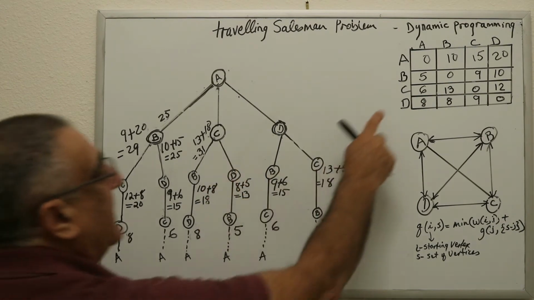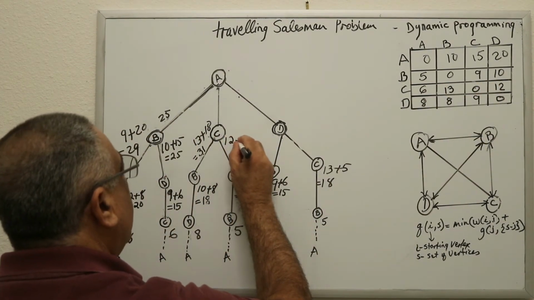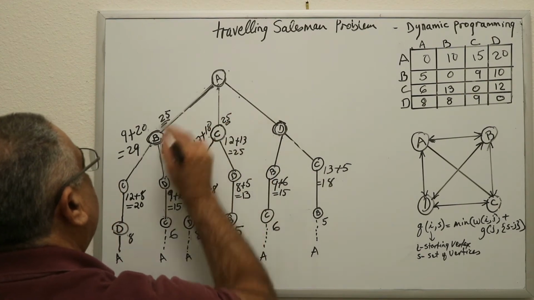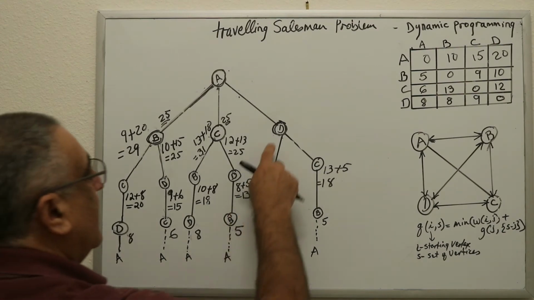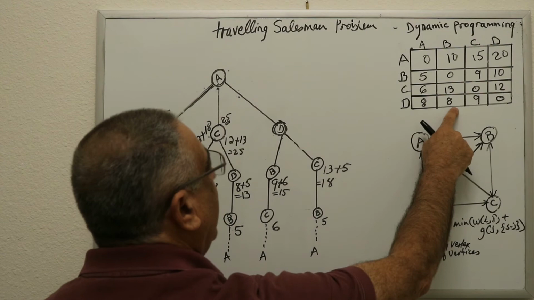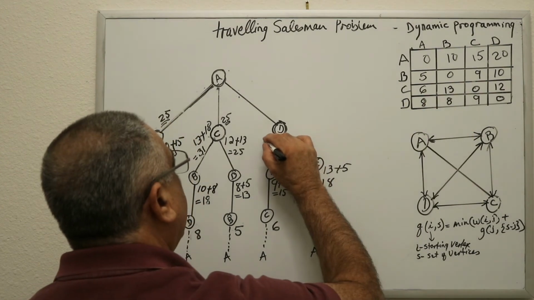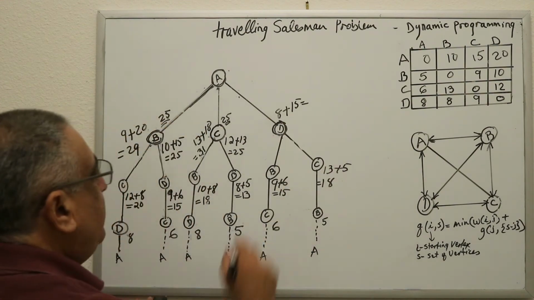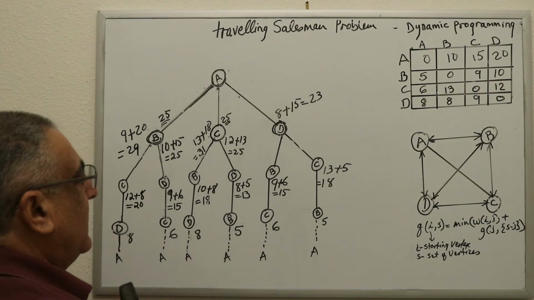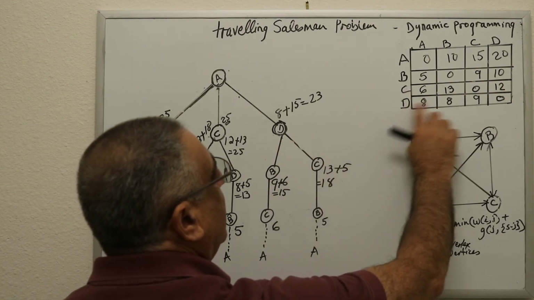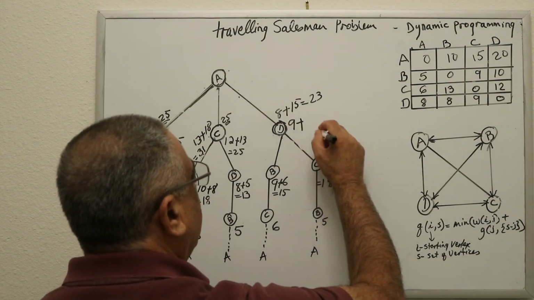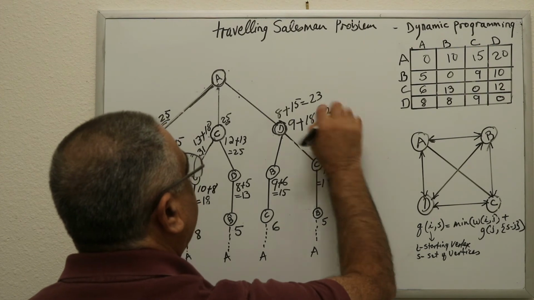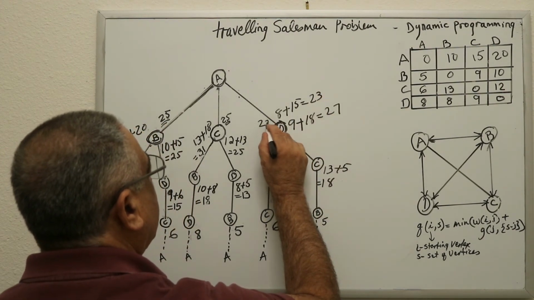Okay. How about C to D? C to D is 12. So I have 12 plus 13. So this gives me 25. So 25 is better for me. So 25 is cheaper. So I pick 25 over 31. Go back here. How about D to B? D to B is 8. So I get 8 plus 15, right? So this gives me 23. Okay, so that's 23. Now D to C. I got D to C, which is 9. D to C is 9 plus 18. So this would be 27. So my cheaper one is 23. So I'm going to pick 23.